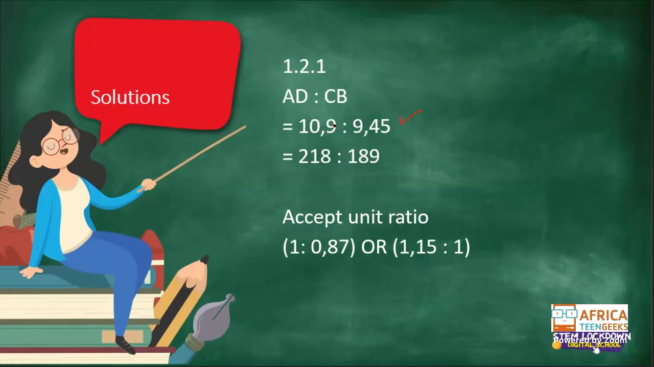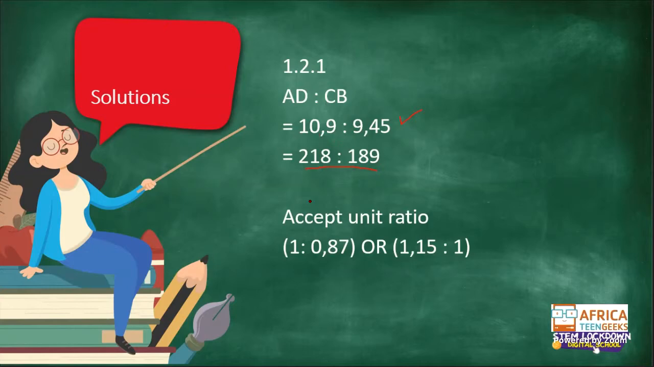Now, when you simplify, usually we don't want any decimal places. So if you are simplifying these values using a calculator, your answer will come up to be 218 is to 189. Let's use a calculator to work this out. Alternatively, I also accept these answers.